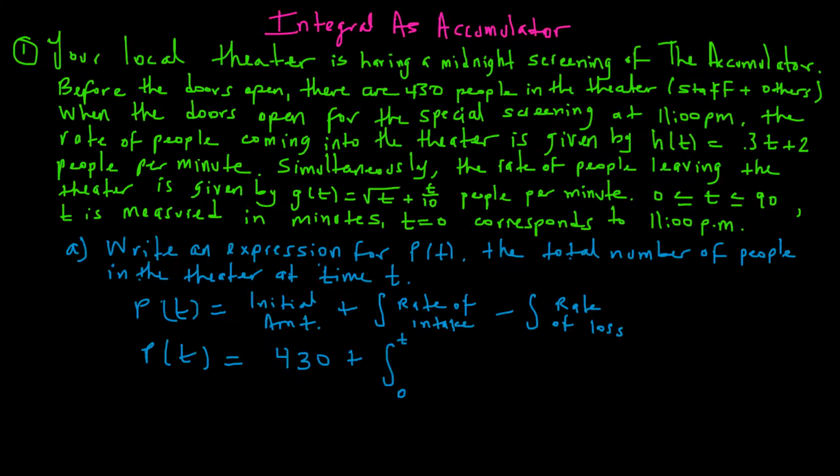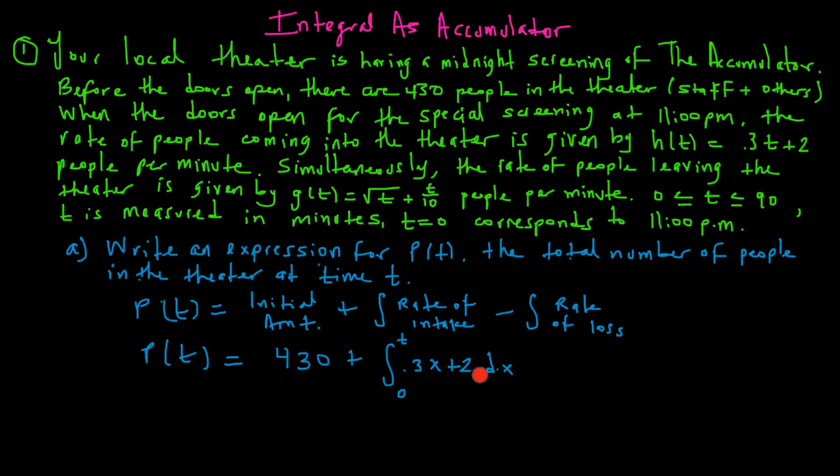But then the other thing I have to keep in mind is my integral is from 0 to t, so I cannot use t's again in my integrand. I have to use the dummy variable. So this is going to be the integral from 0 to t of 0.3x plus 2 dx. And again, the reason I'm using x's is to not use the variable t again.